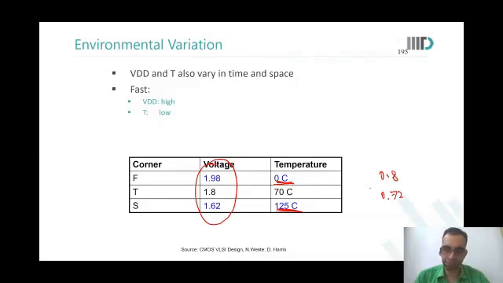Sir, can I just repeat that? How can higher temperature lead to better current, even though your mobility is decreasing? Higher voltage is always better current, is it not? Yes, higher voltage is better current, but higher temperature will reduce it.